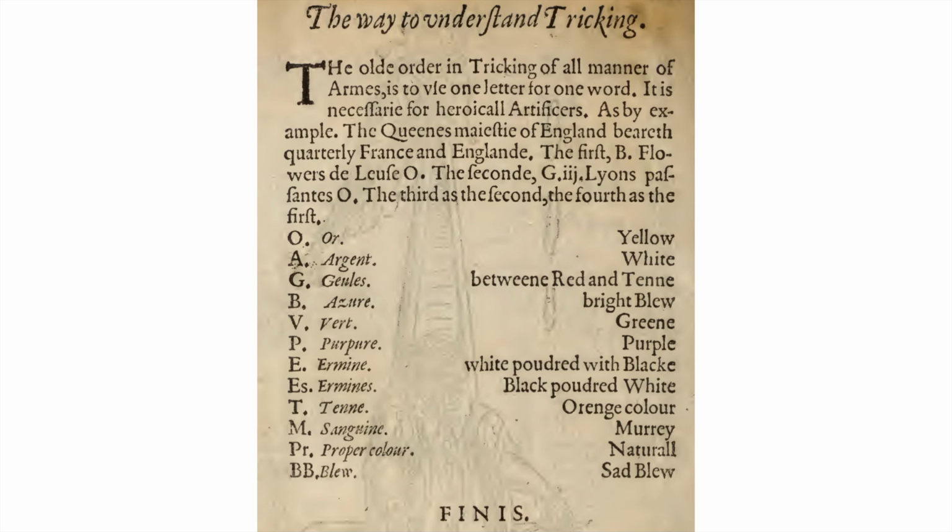At the end of the Accedents of Armoury, you'll find this table of armorial colours used in a coat of arms, with an explanation of tricking. That's using one letter to represent the colour. The way to understand tricking: the old order in tricking of all manner of arms is to use one letter for one word.